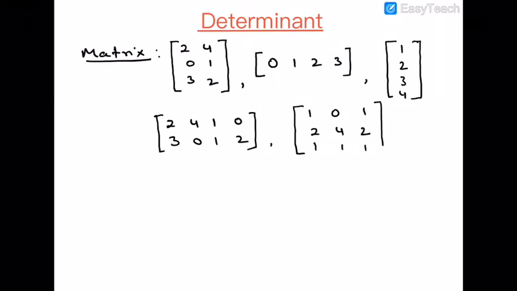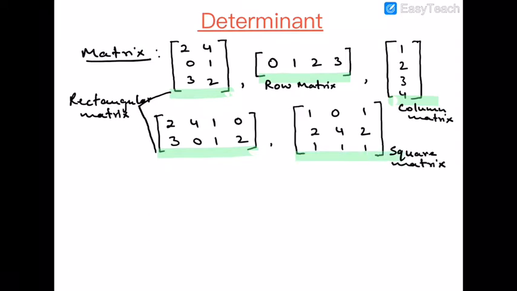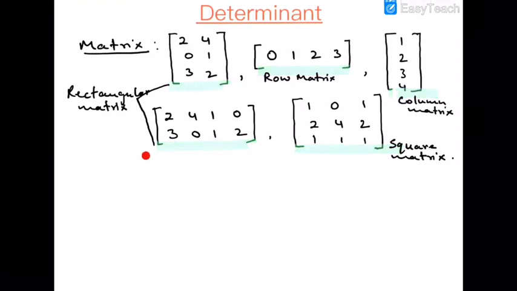So these two matrices are called rectangular matrix. This with one row is called row matrix, and with one column, column matrix, and square matrix where rows and columns are equal. So a rectangular matrix is of order n times m, row matrix is order of 1 times m, and column matrix order of n times 1, and a square matrix n times n, or here in this case 3 times 3.